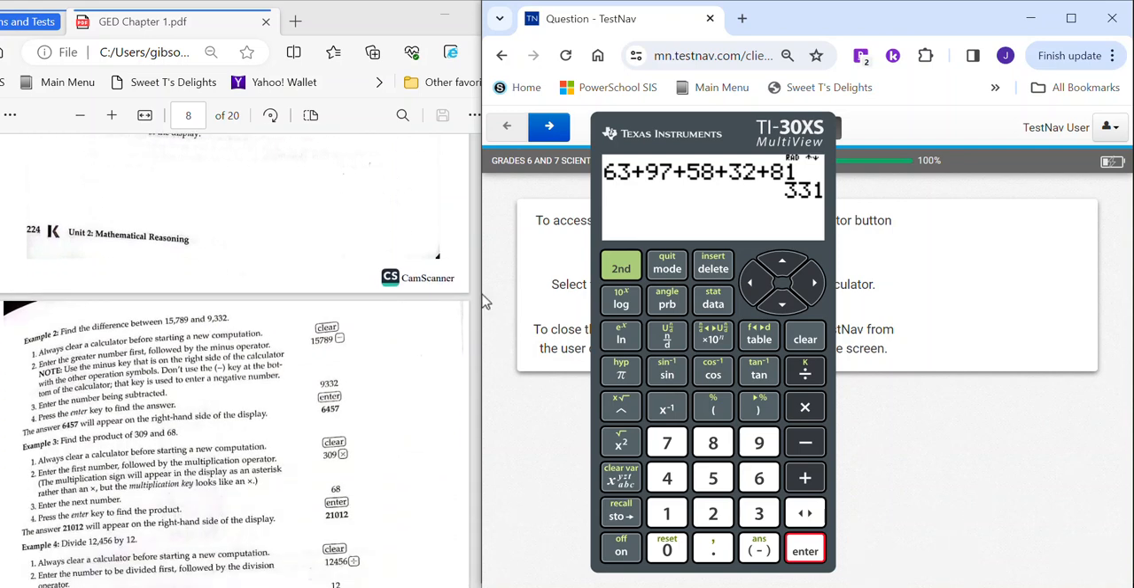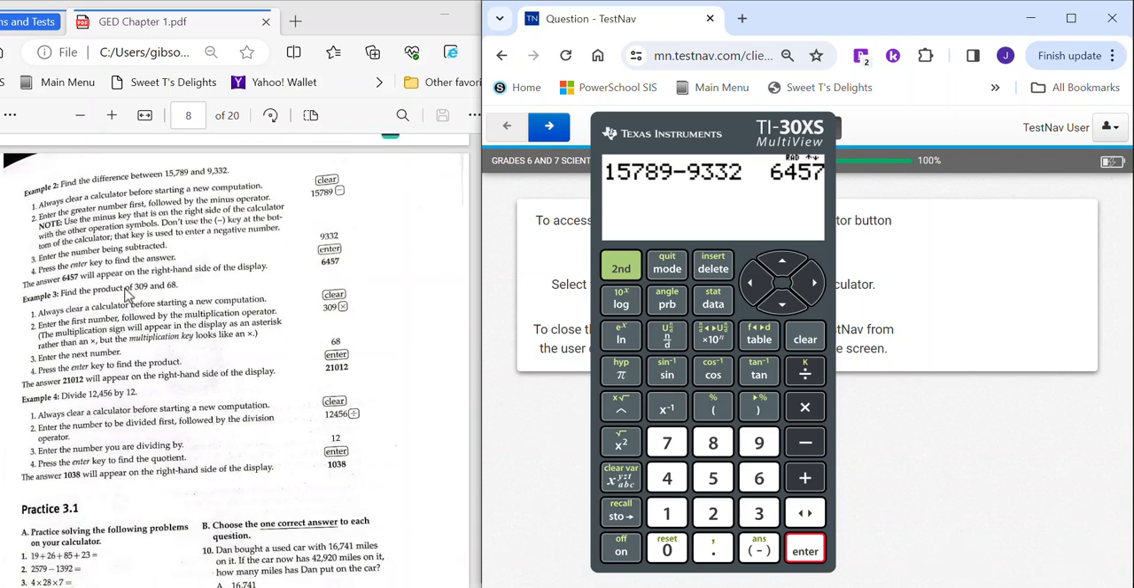Okay, now what we would do, it says example 2, find the difference between 15,789 and 9,332. So first thing we should do is press clear and then type in these values. We have 15,789 minus 9,332 and then press enter. Now, I know a lot of you are used to using the equal key, but enter is the equal key here. So it's 6,457.